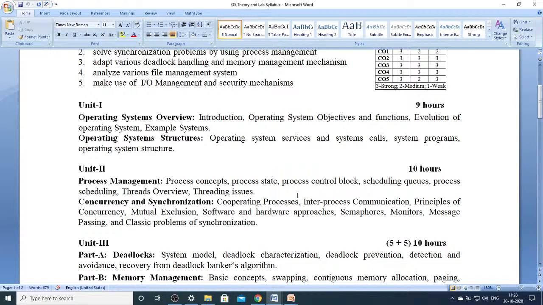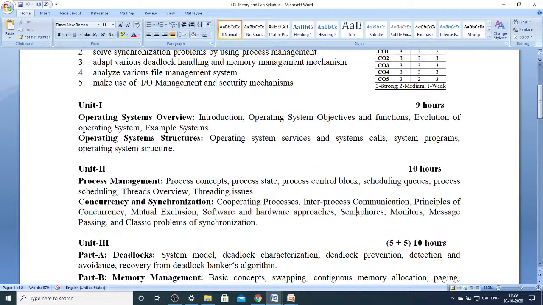And coming to the second half, that is the concurrency and synchronization. For all the 3 classic problems of synchronization, kindly go through the problem statements also. So the producer consumer problem, which comes under the bounded buffer problem, the readers writers problem, and the dining philosophers problem. So go through all those 3 problems.